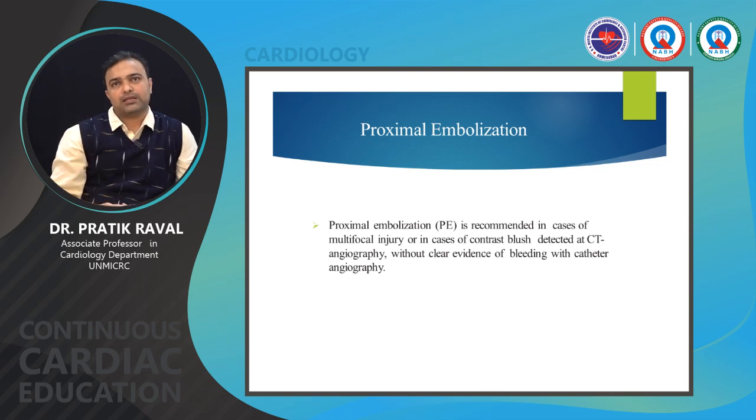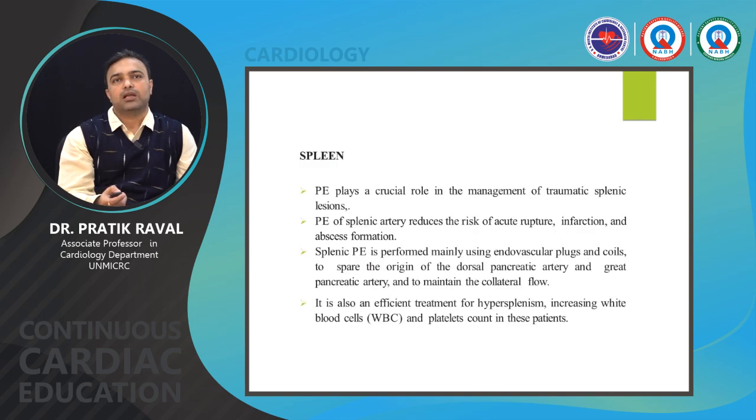So proximal embolization is mainly recommended in cases where there is multifocal injury and when we find a contrast blush on CT angiogram, but the bleeder is not clearly evident on catheter angiography. In such cases, the proximal embolization technique is used. Let us see some examples. One common example where this method is used is splenic trauma.